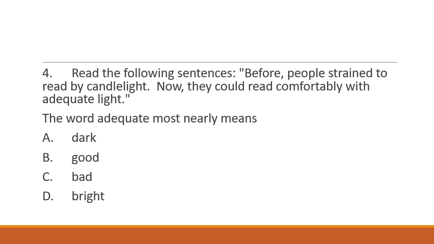Next question is question number 4. Read the following sentence. Before, people strained to read by candlelight. Now they could read comfortably with adequate light. The word adequate here most nearly means, is it dark? Is it good? Is it bad? Is it bright? So the meaning of the word adequate here, adequate light, is like good light. Yeah, correct.